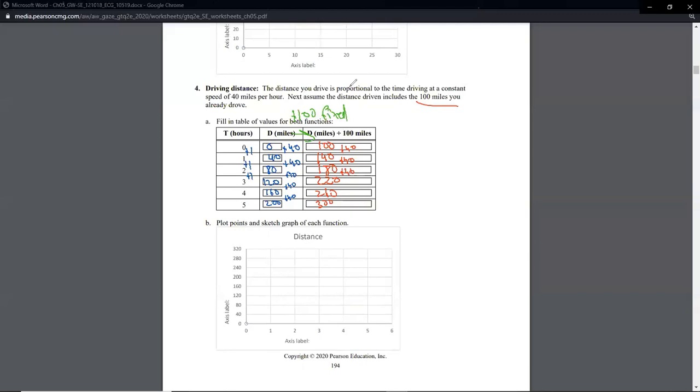And maybe there's another reason why we reset the trip. Maybe there's another reason we have this 100 miles factored in that we already drove. But you get the idea. So let's plot them.